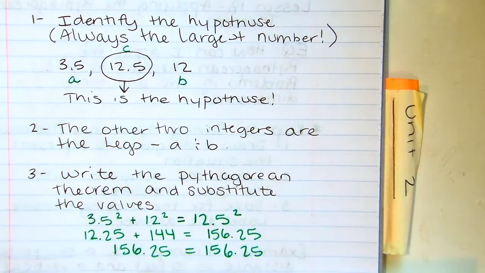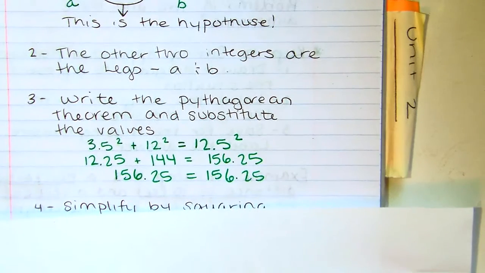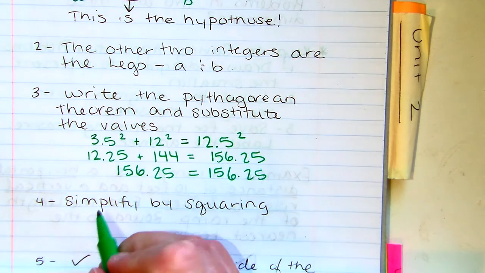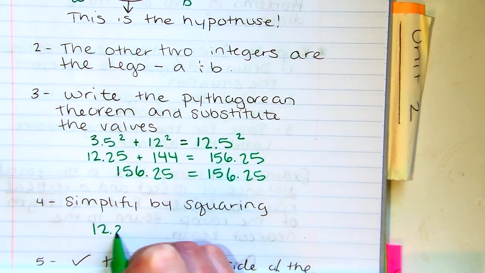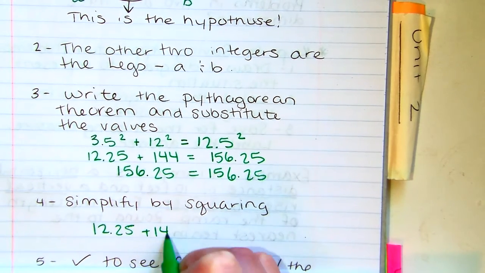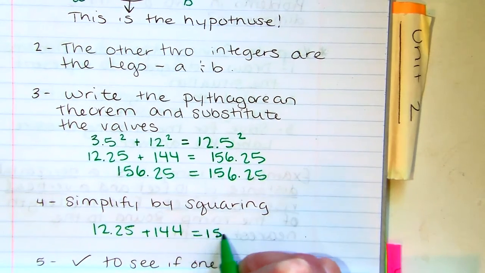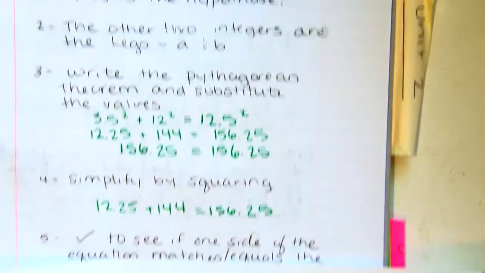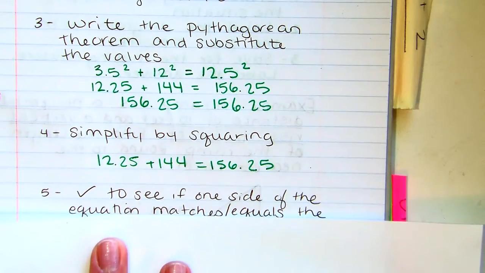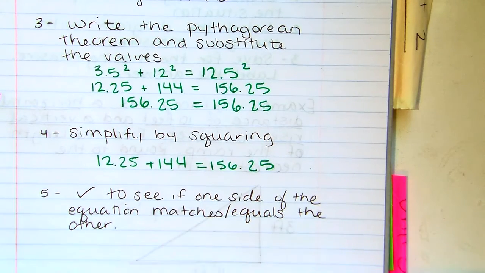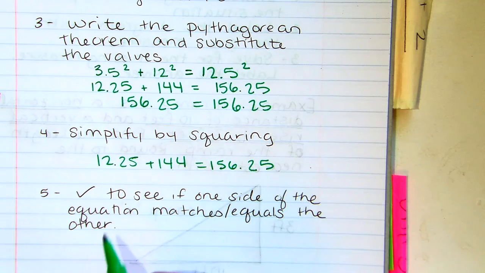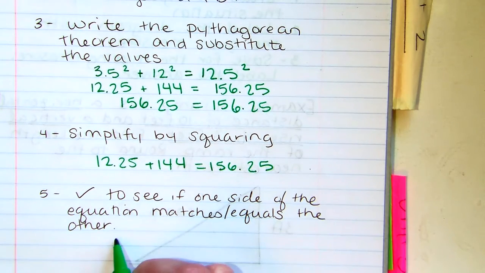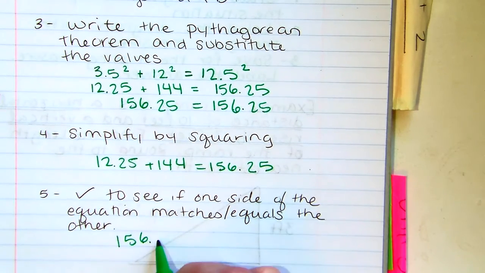Now, I kind of jumped ahead of myself a little bit, and in the notes, it says simplify by squaring. That's where we're going to go ahead and get the 12.25 plus 144 is equal to 156.25. Okay. And then our last step was to check and see if one side of the equation matches the other. And in this case, 12.25 plus 144 do happen to equal 156.25.